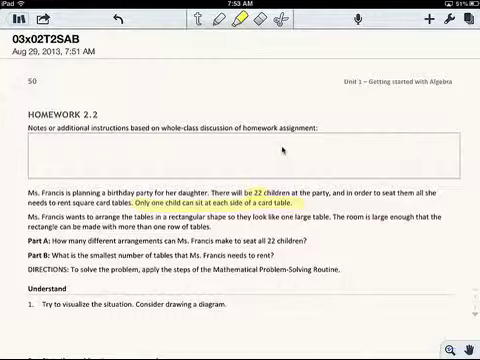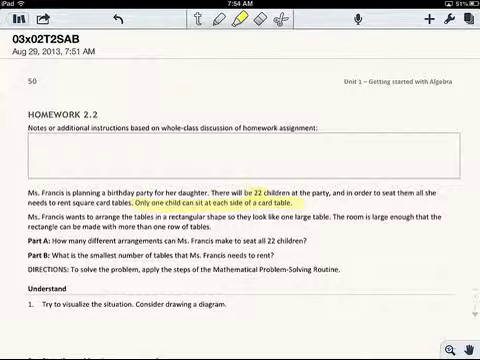Miss Francis wants to arrange the tables in a rectangular shape so they look like one large table. The room is large enough that the rectangle can be made with more than one row of tables. Okay, so we have several things we've got to deal with here. Let's go ahead and go through each of the questions we're asked. How many different arrangements can Miss Francis make to seat all 22 children? What is the smallest number of tables that Miss Francis needs to rent?